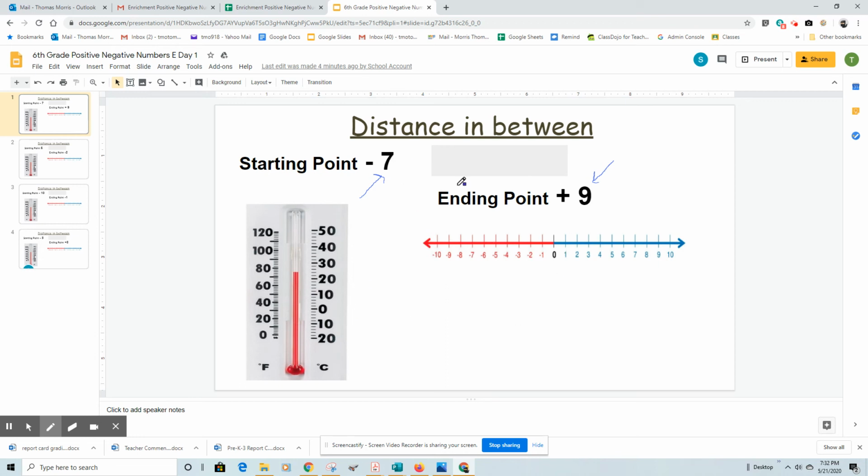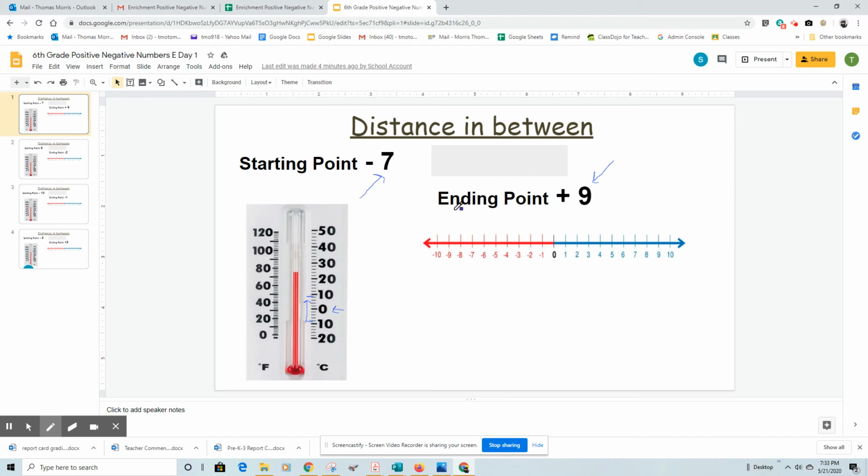This is like telling a little story. Our temperature is 7 below. In this case, there's not really negatives on this thermometer, but it would be under 0, so it would be here. And now we're going to end on 9 degrees. So this is the thermometer. They're basically asking you how much did the temperature increase for that to happen.